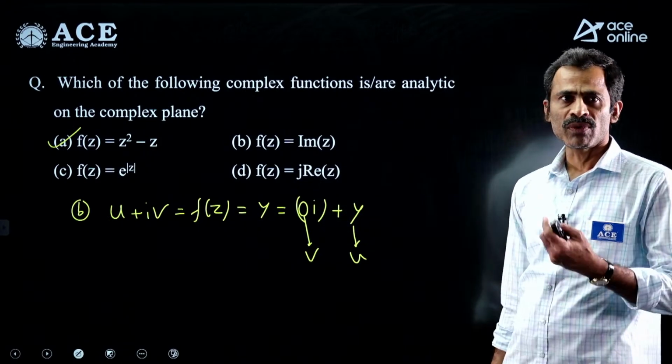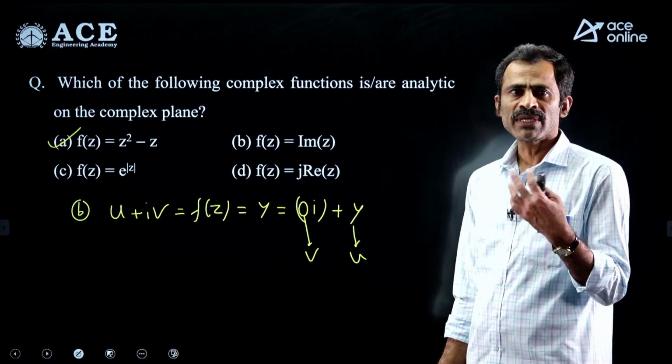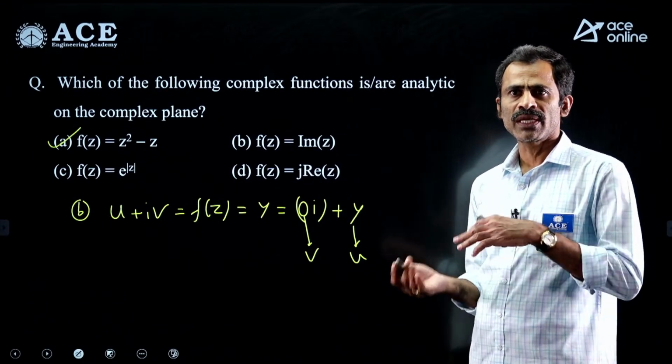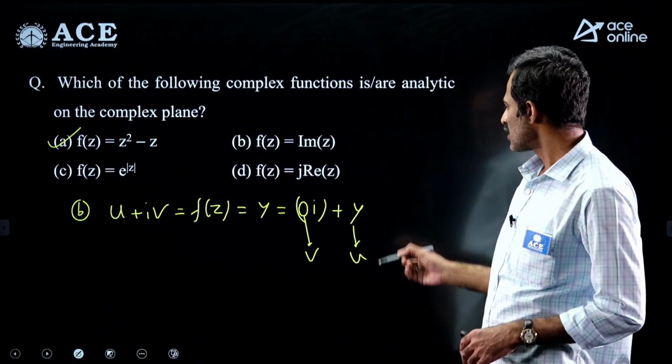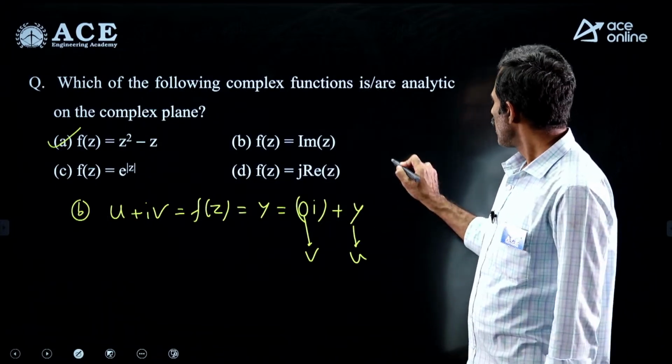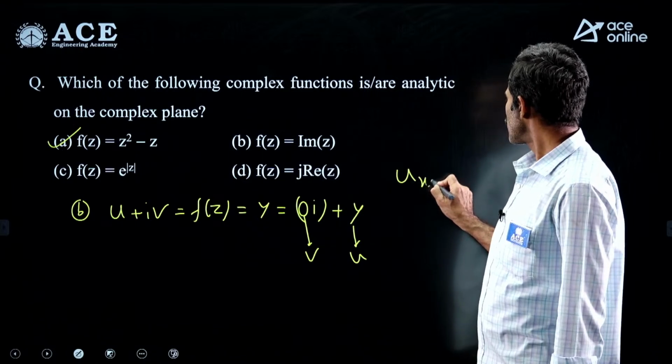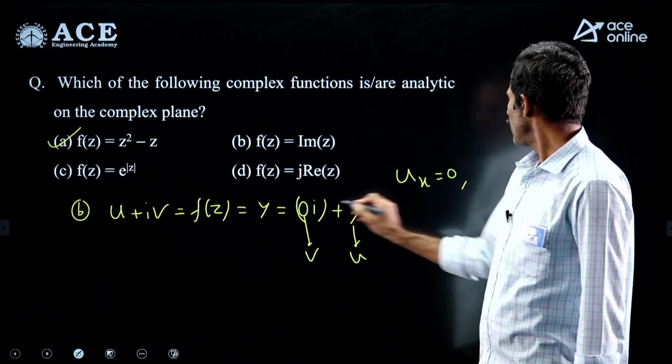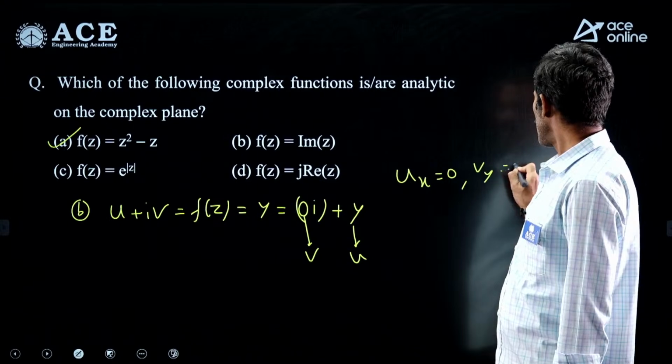Now we can check the CR equations. Both CR equations satisfy, we can check the continuity condition, then we can say that function is analytic or not. Let us verify the CR equations for this. Here ux equal to 0 and vy is also 0, and these two are same.